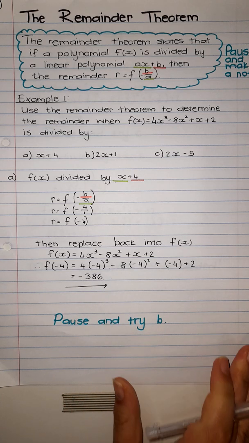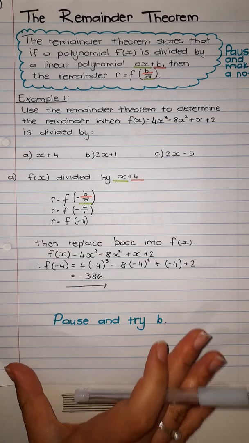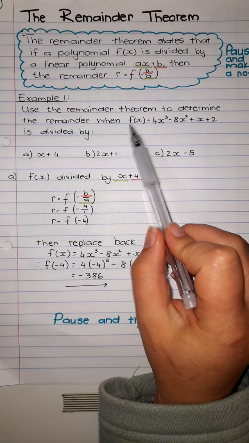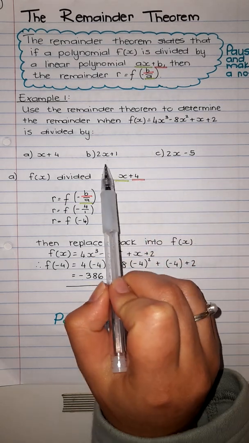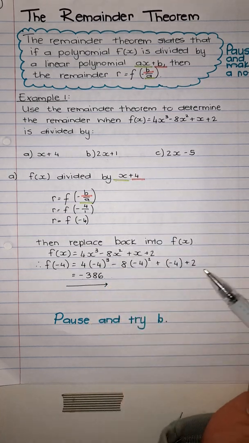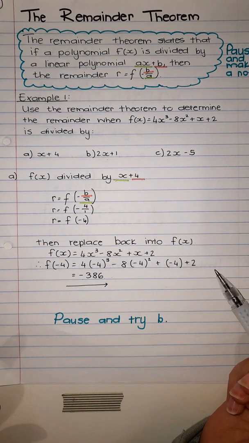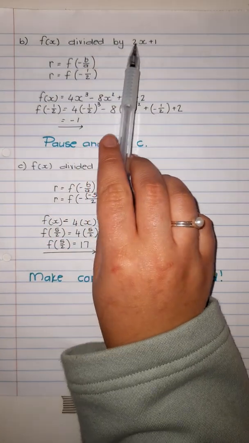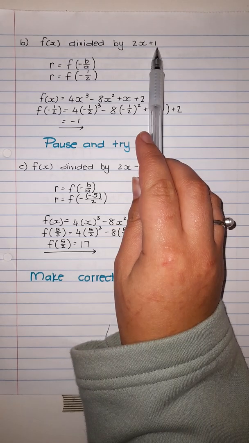Okay, now please pause this video and try to do b. Okay, so what would happen if f(x) is divided by 2x plus 1? Okay, so please stop it and try. Okay, so how to solve b? If f(x) is divided by 2x plus 1.